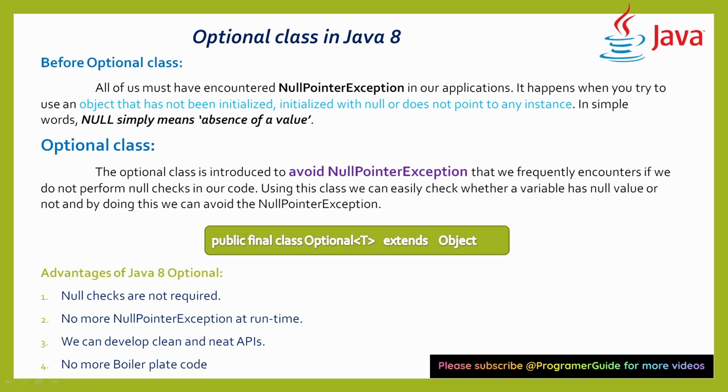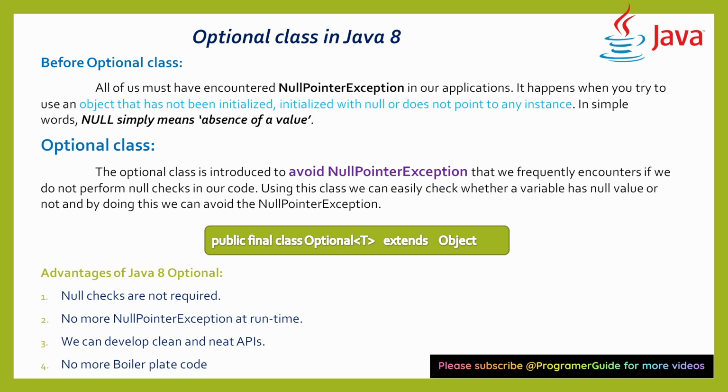The structure of the Optional class, the syntax, is public final class Optional, and it extends Object, so any of the custom objects you can use. The main advantage of Java 8 Optional is that null checks are not required. In our existing programs and projects, we have many times had to check whether an object is null or empty. Otherwise the program is terminated with a NullPointerException at runtime. After implementing Optional, there is no more NullPointerException at runtime.